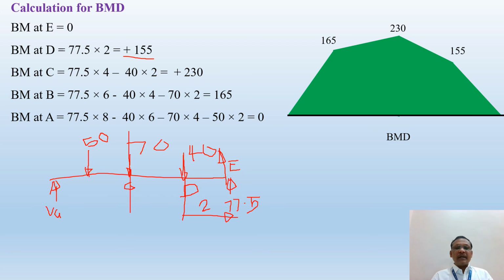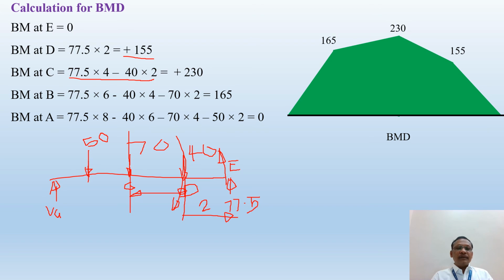How many forces are acting on the right hand side of this section? Two forces. One is 77.5 and another one is 40. So this 77.5 creates an anti-clockwise moment, and 40 will create a clockwise moment. Correct? So 77.5 into 4, the perpendicular distance, plus 40 into 2, the perpendicular distance of this 40 from C. Here you will get the bending moment at C as a positive 230.